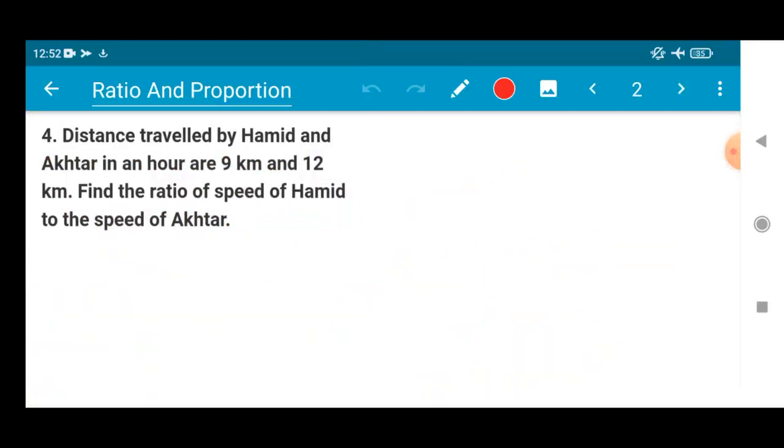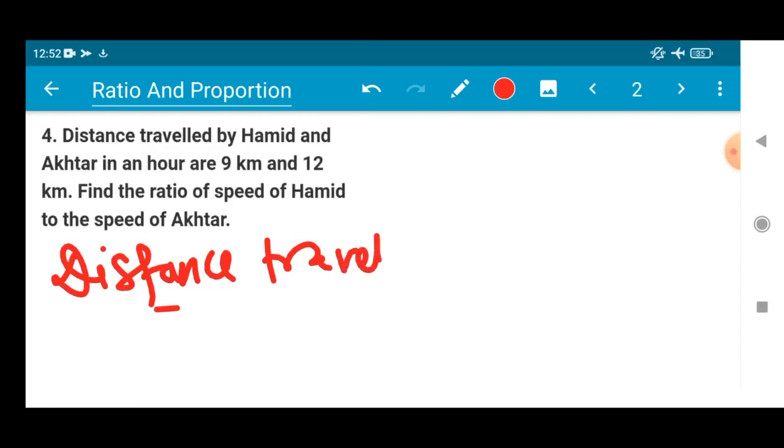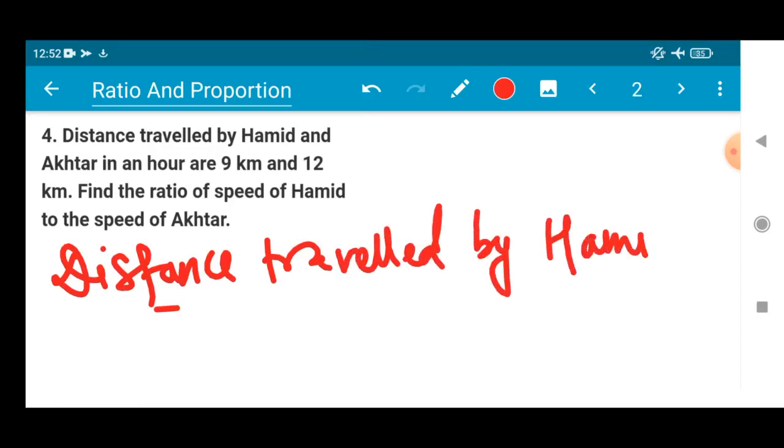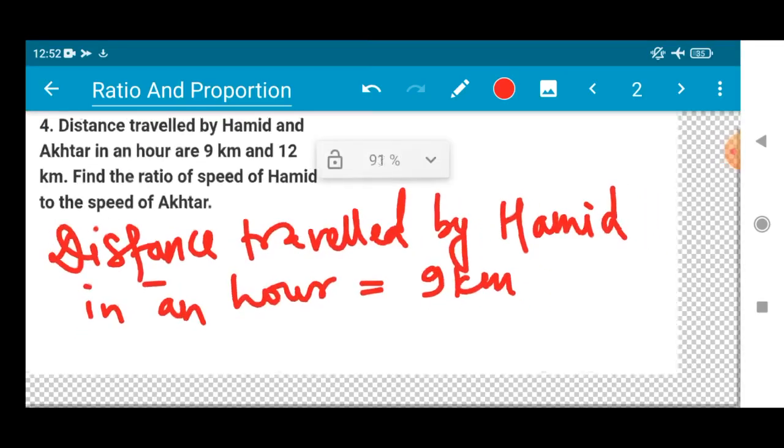Now I am proceeding to the next question, that is number 4. Distance traveled by Hamid and Akhtar in an hour are 9 km and 12 km. Find the ratio of the speed of Hamid to the speed of Akhtar. Very simple thing. So you have to write whatever is given, that is distance traveled by Hamid in an hour is equal to 9 km, right?